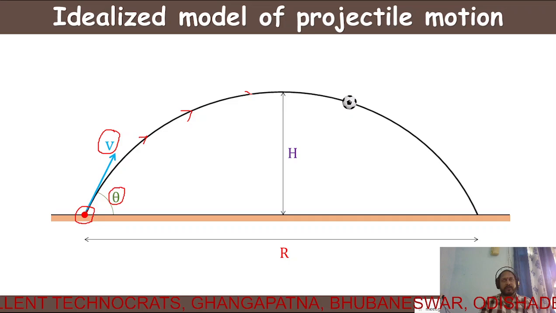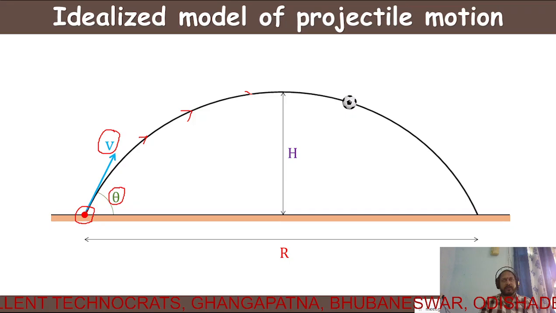Now, this red dot, or this particular football, we say it is a projectile. Any object, whether it may be a football or a cricket ball or a stone or a chalk piece or pen, whenever you are projecting it in the air, whenever you are throwing it in the air at a particular angle, that particular object becomes a projectile.